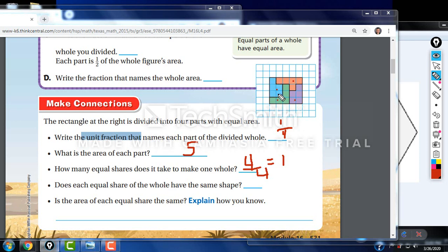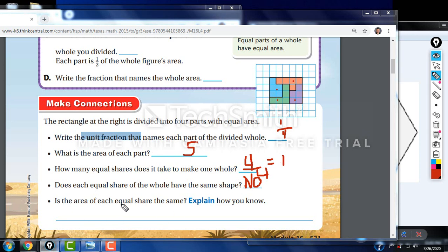Does each equal share of the whole have the same shape? So does each one of these have the same shape as the other one? Well, all I have to do is look at them. Are these the same shape? No, it's not. They're not the same shape. They have the same area. They have the same fraction name, but they don't have the same shape.